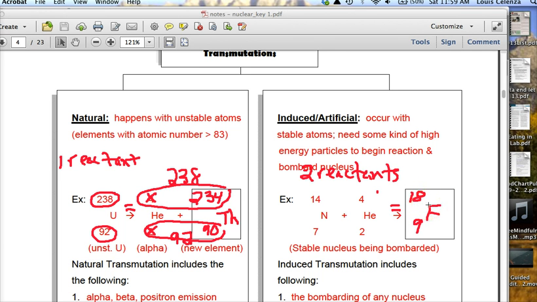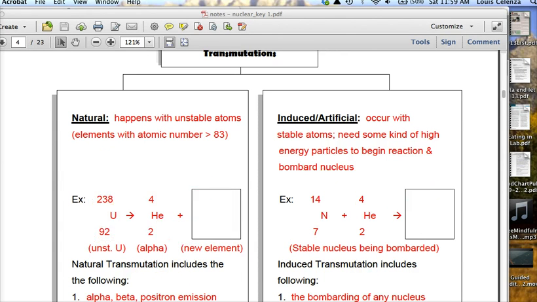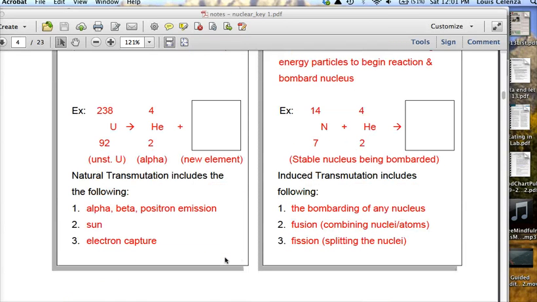So that's an example of natural versus artificial transmutation. You need to be able to distinguish between the two and to complete an equation. And we'll get into that more later. But here's examples of each. Natural transmutation includes all 3 of these, alpha, beta, and positron. They don't really ask you about positron too much. It's mostly alpha and beta.